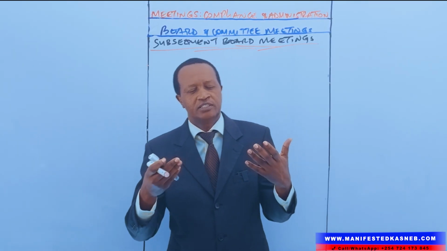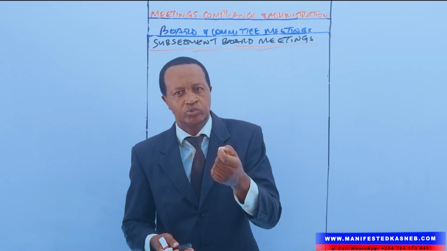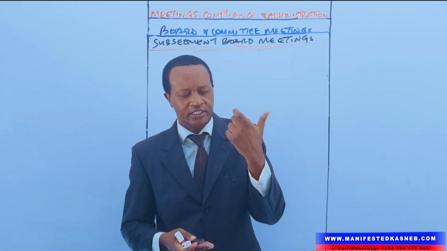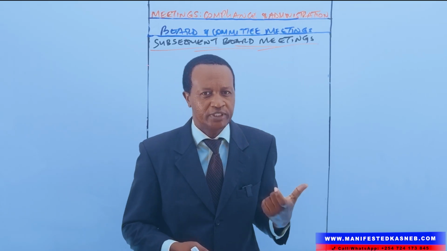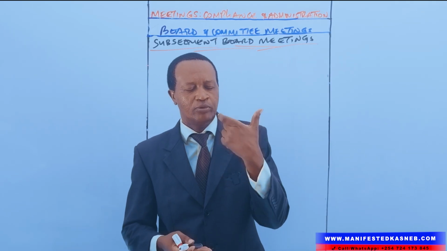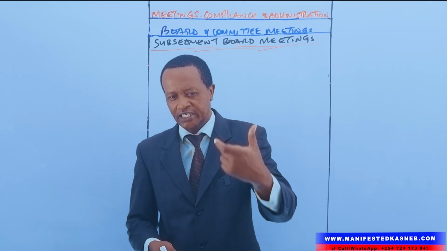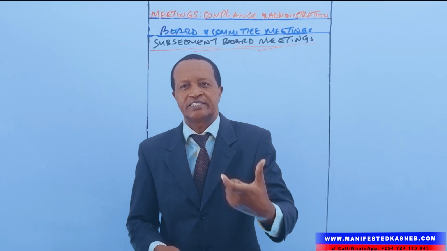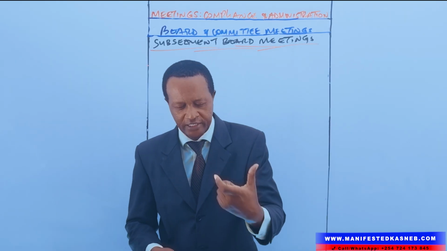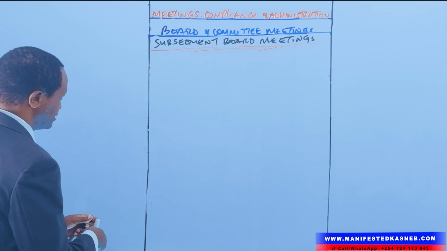And according to governance standard number 002, and according to the Companies Act, these subsequent board meetings must follow a rhythmic and legally compliant cycle. So let's first study the frequency and timing of subsequent board meetings.